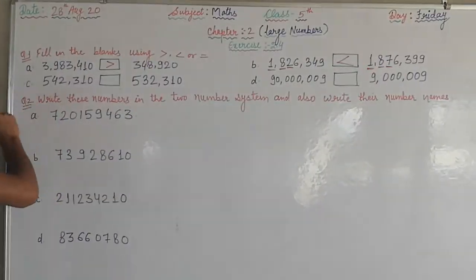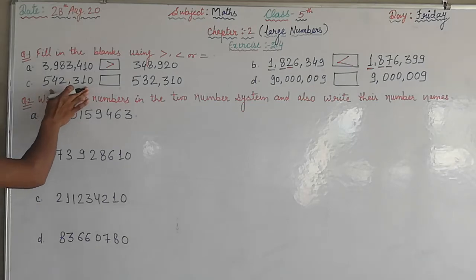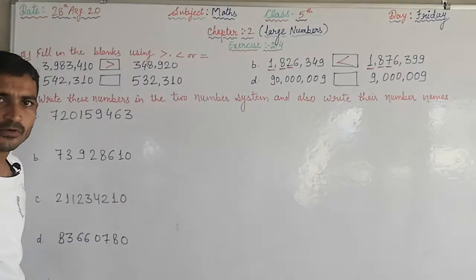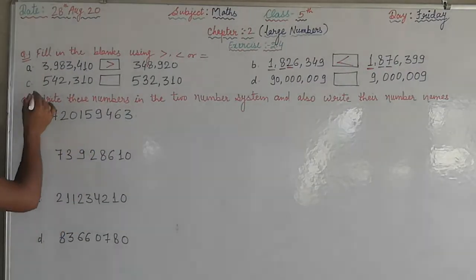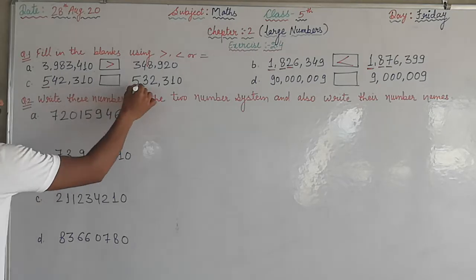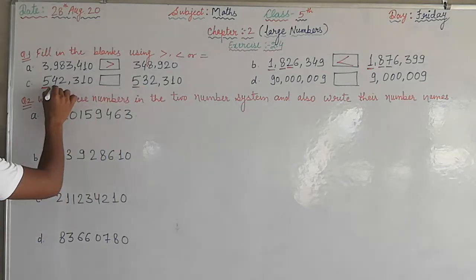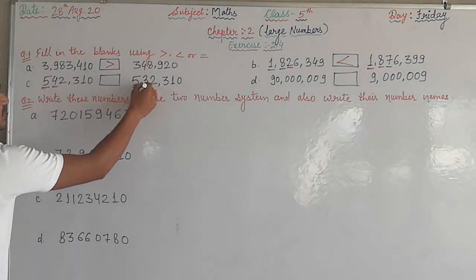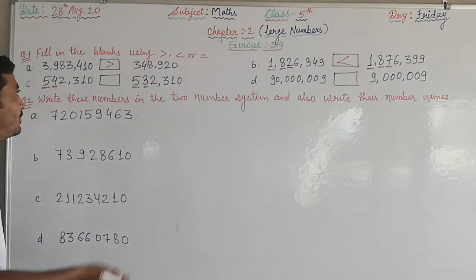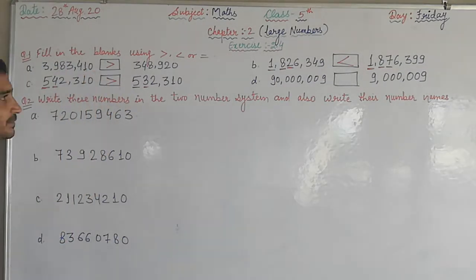7 is obviously greater, which means this whole number is greater than this one. Okay, see the next one, C question. First you count the digits: 6 digits in this number and 6 digits in this number. Both the numbers have an equal number of digits. The next comparison is based on the place value. The last place digit is equal, then the second last digit: here it is 4 and here it's 3. Which one is greater, 4 or 3? Obviously 4 is greater than 3, which means this whole number is greater than this one, so you use this symbol.